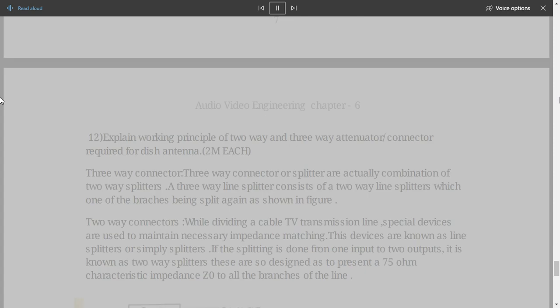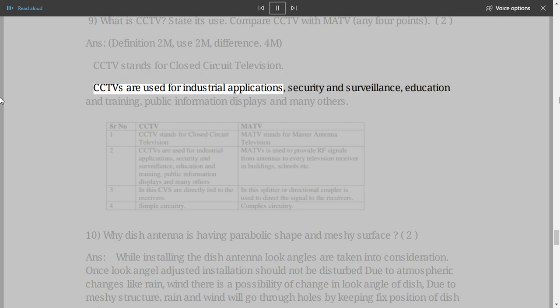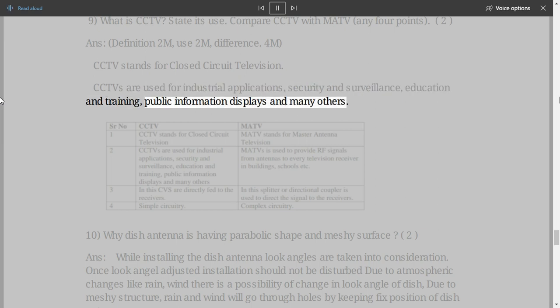9. What is CCTV? Explain. Compare CCTV with MATV, any 4 points. 2. Answer: definition 2 marks, use 2 marks, difference points 4 marks. CCTV stands for closed circuit television. CCTVs are used for industrial applications, security and surveillance, education and training, public information displays, and many others.